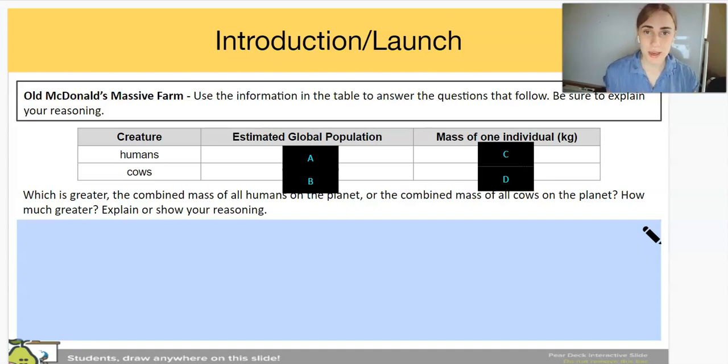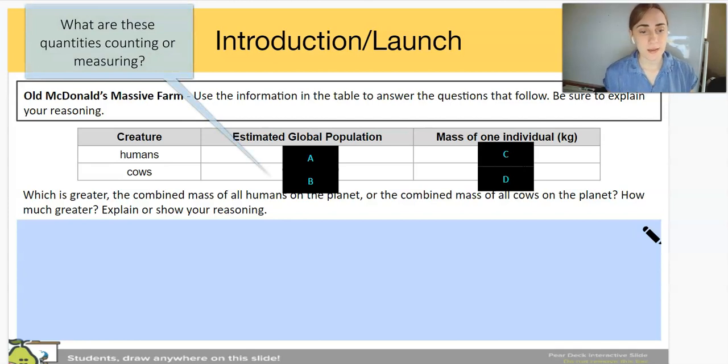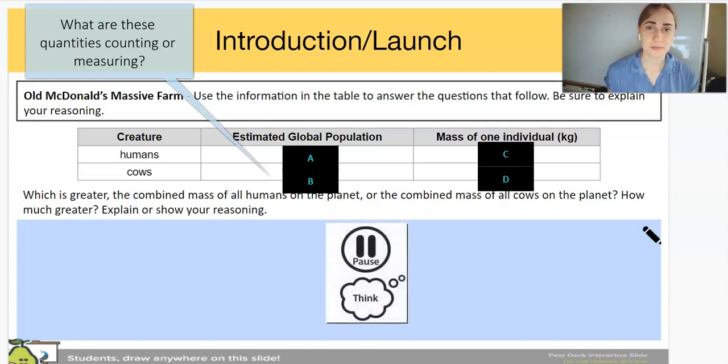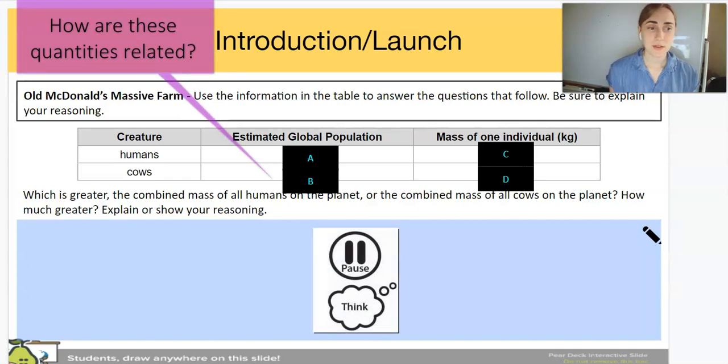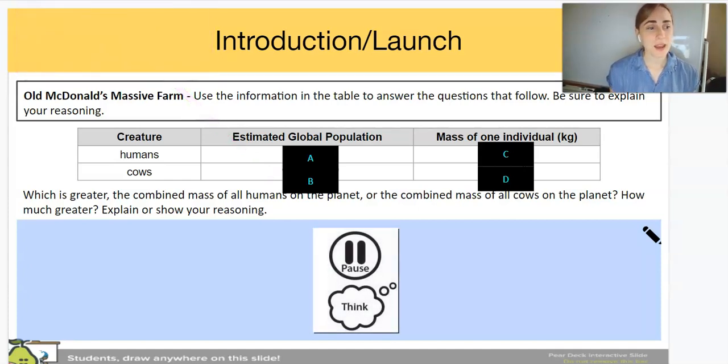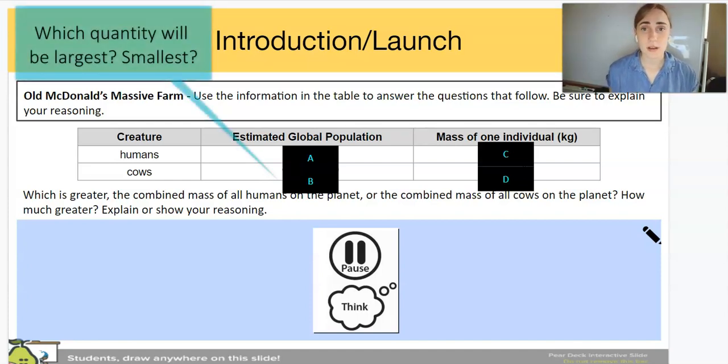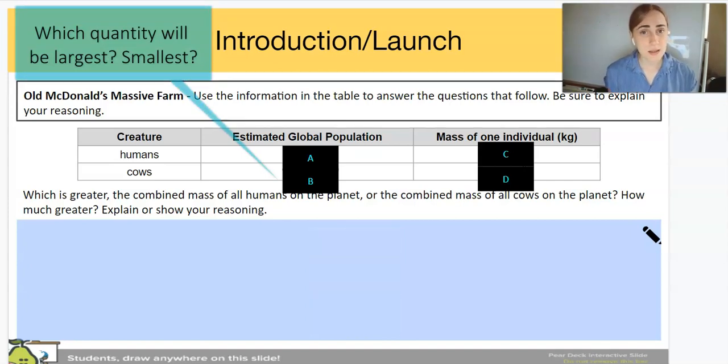So take a moment and reflect, what kinds of numbers are A, B, C, and D? What are they counting or measuring? Pause and think. And once you've had time to think about what quantities these are representing, consider which numbers are related and how are they related. You can pause and think about that. And also, do you already know that some numbers will be bigger or smaller than others? Which quantity do you think will be the biggest? Which do you think will be the smallest, and why?